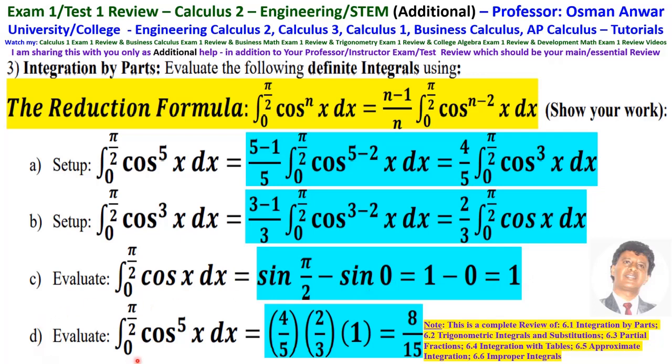Then the integration of the whole thing, from 0 to pi over 2 of cosine to the 5x dx, is equal to 4 over 5 times 2 over 3 times the integration of cosine x dx from 0 to pi over 2, which is 1. Then this is 4 over 5 times 2 over 3 times 1, which is 8 over 15.